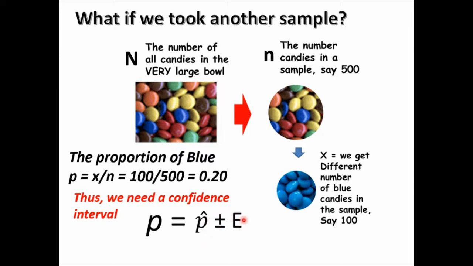So now we can say that the proportion of blue candy in the population will range from P hat minus E to P hat plus E, and that will be our interval estimate. But we still need a confidence. So here is the formula. P will be from P hat minus E to P hat plus E, which is very similar to this one, it's just a different mathematical format.